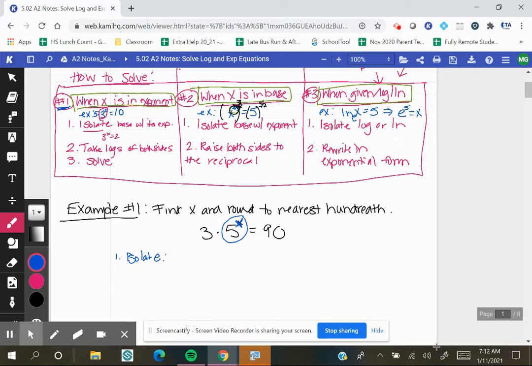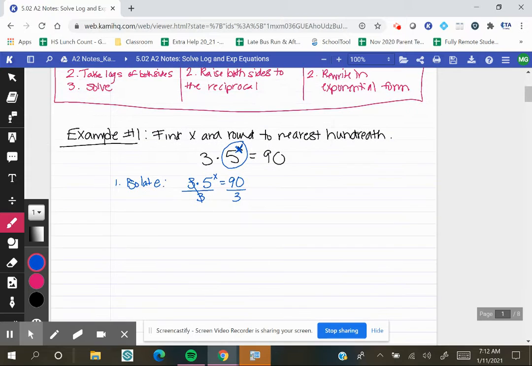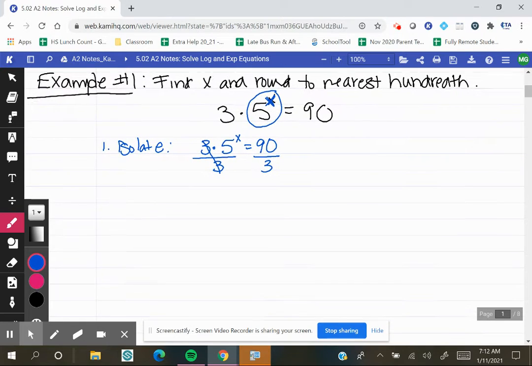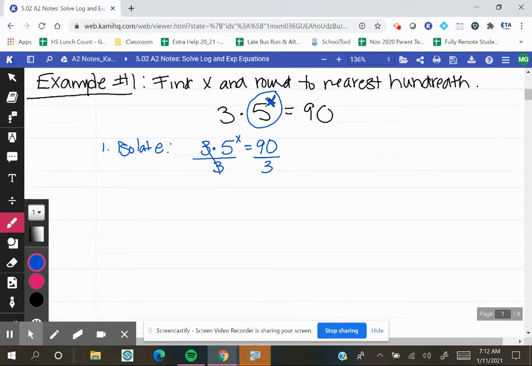So to do that, I'm going to rewrite this, 5 to the x equals 90. I'm going to divide both sides by 3. So now I have 5 to the x equals 30. So now I've isolated. Step 2, now that my variable is in the exponent, now I can take logs of both sides.